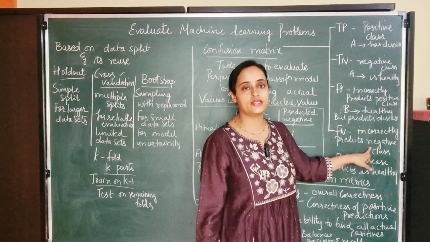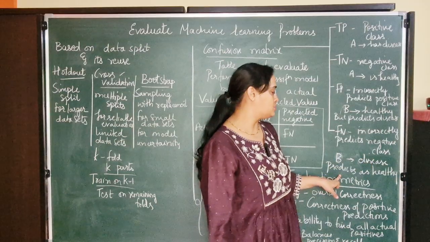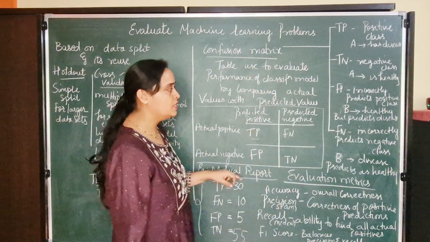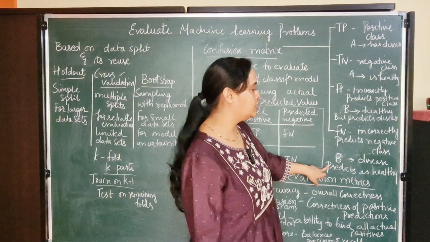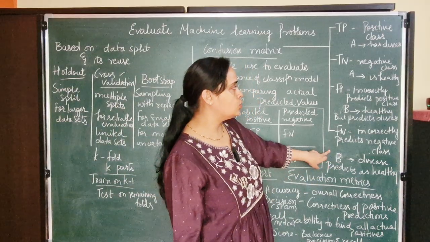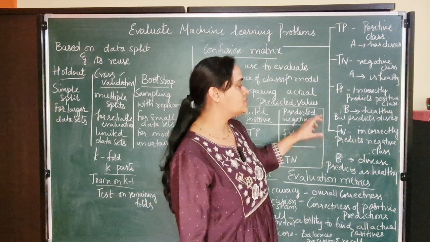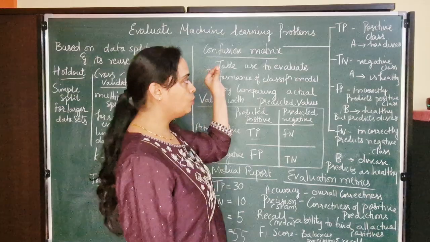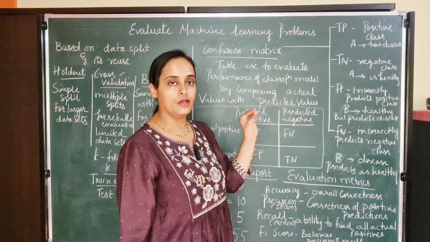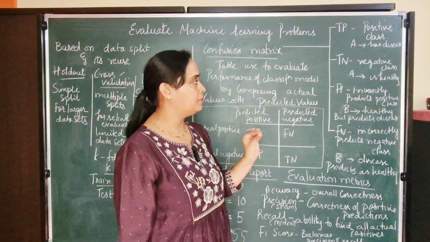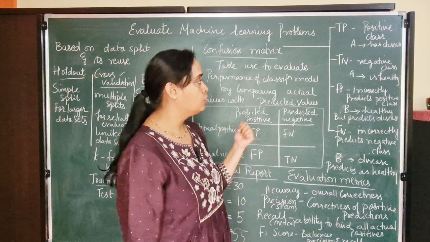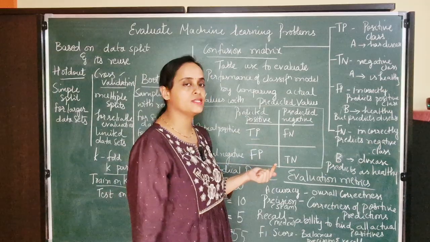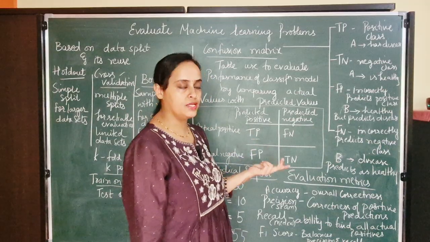It is predicting it as negative. That means it is predicting that even though the person is having the disease, it is predicting healthy. This is known as false negative. So you should understand one sensitive part. True positive: yes, the report is positive, the person is having the disease. True negative: it is predicting negative because he is healthy. The report says he is negative.